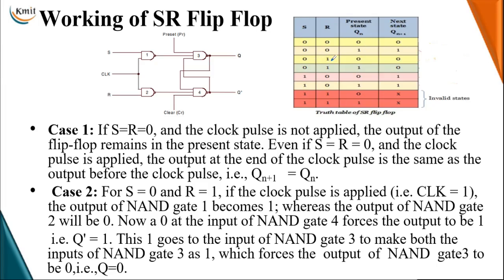Next, with reset input 1, the present state is 0 or 1 and the next state is 0. If the set input is 1, the present state is 0 or 1 and the next state is 1. So reset input is 0, set input is 1, present state is 0 or 1, next state is 1. If my last case is SR inputs 1 1, the present state 0 is an invalid state, and present state 1 is also an invalid state. So like this, we define the working of the SR flip-flop.